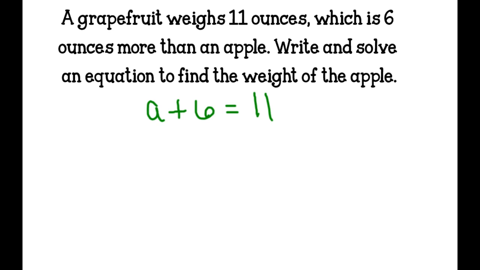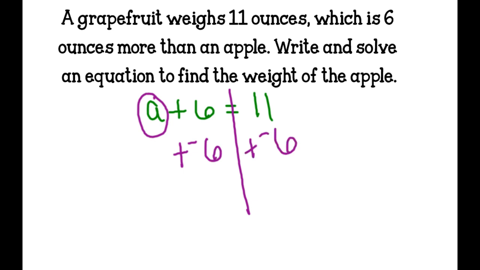Then I'm going to draw my line, circle my variable, add the additive inverse. What you do to one side, you must do to the other. 6 plus negative 6 is 0, so I'm left with A equals 11 plus negative 6 is 5 ounces.